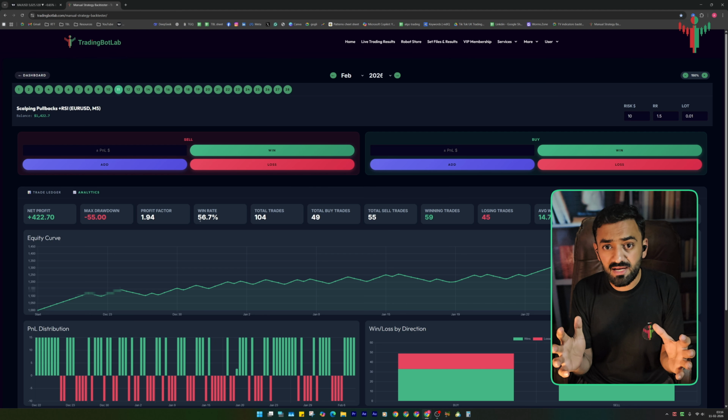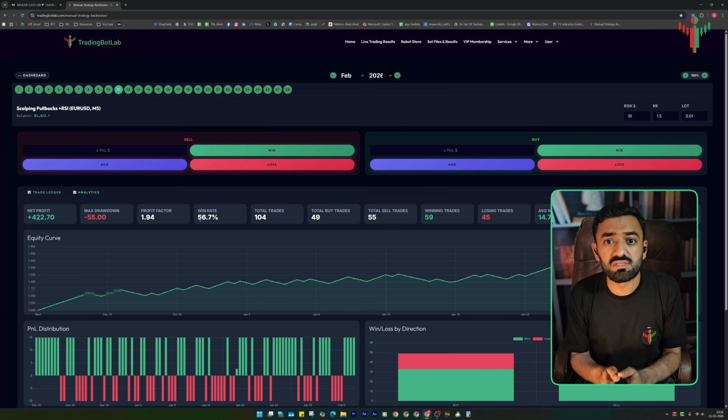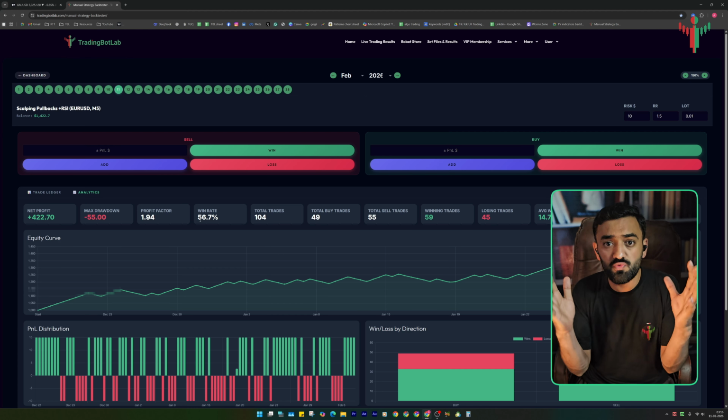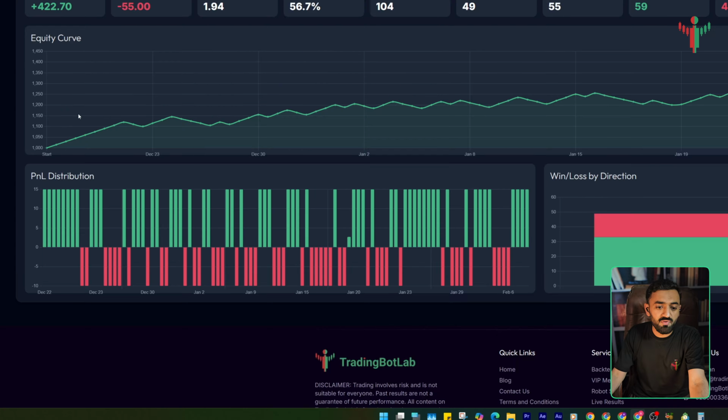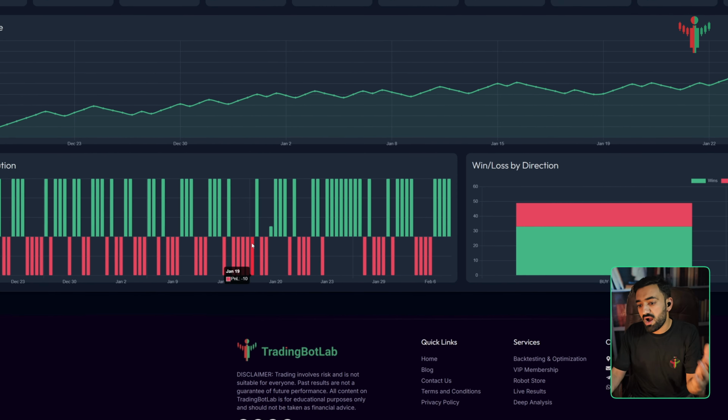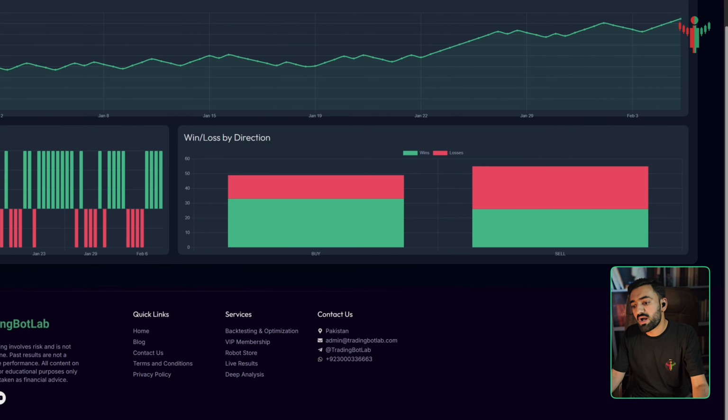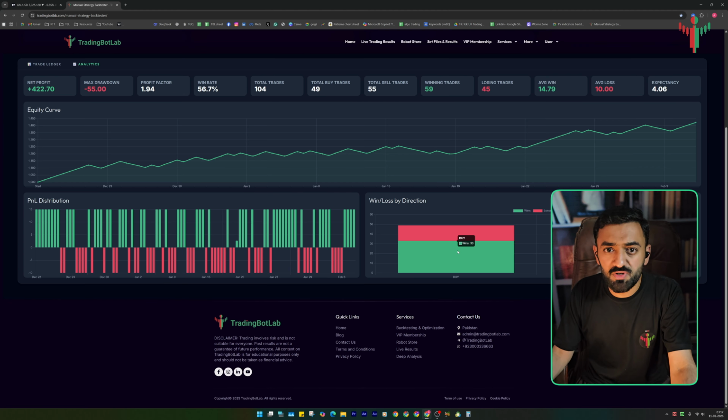If you practice and follow all these rules, I am sure you will not need to follow any other strategy, because here you can see the equity curve is going up consistently. There is no big drawdown. Here below is the profit and loss distribution, and also here you can see wins and losses by buy and sell directions.